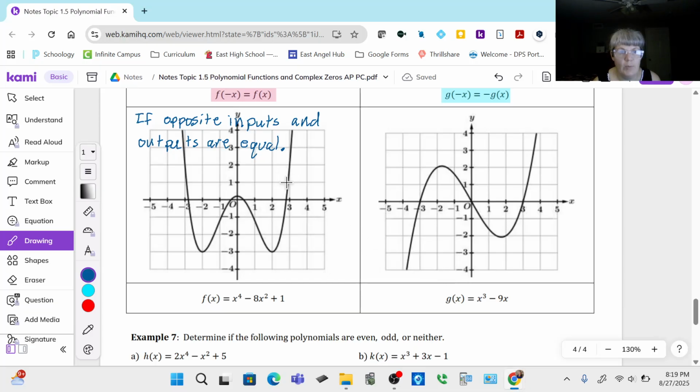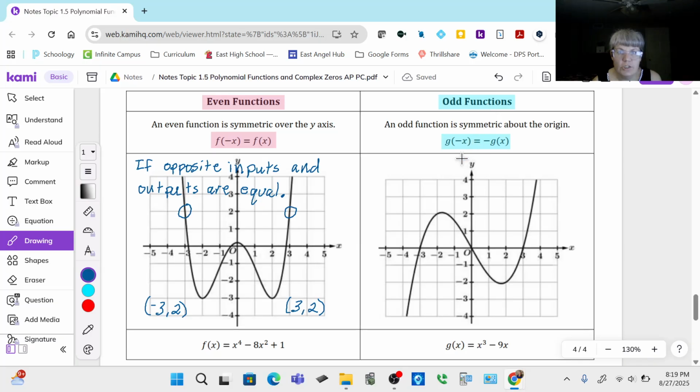That's what we have happening here. So if, for example, I look at -3, I have an output of 2. So I have -3, 2. And if I look at +3, I have an output of 2. See how my inputs are opposite of each other, but they have the same output? If that is the case, I have an even function.